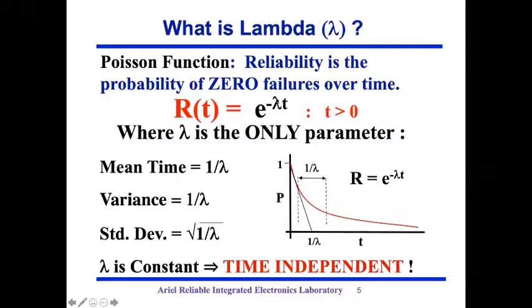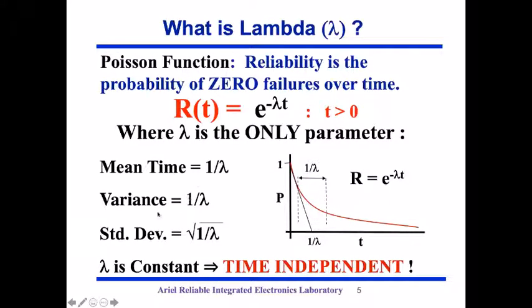Very simply, that means you have to assume some sort of probability function for your failure rate. The reliability is now 1 minus the probability of failure, so the reliability is the probability of 0 failures over time. So the reliability is e to the minus lambda t, where lambda is now the only parameter and is time independent. The reliability is e to the minus failure rate times time. So the mean time to fail is 1 over lambda, and it's a one-sided distribution.